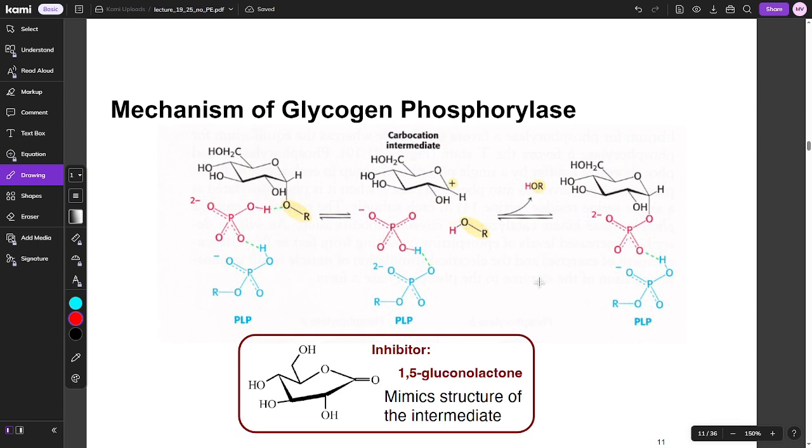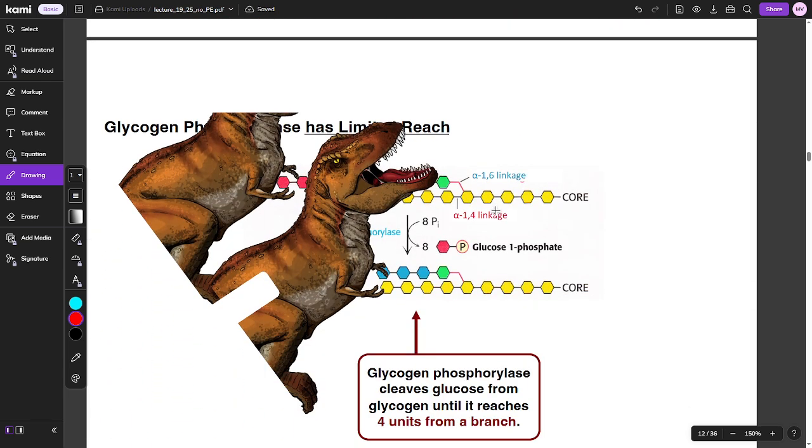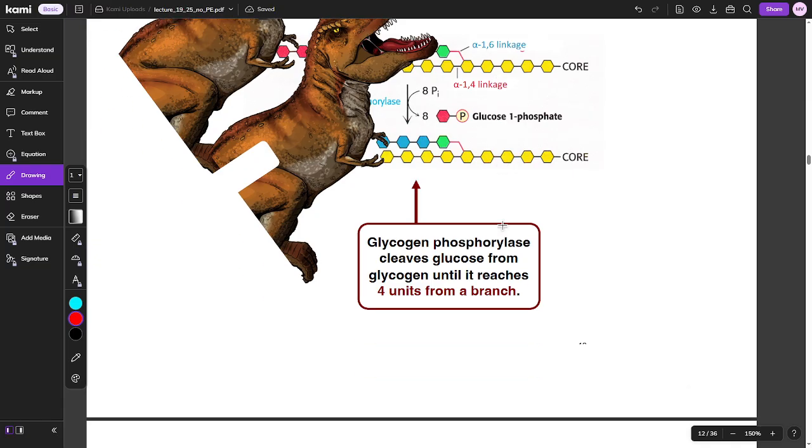Here is the mechanism if you want to see how this works. I personally don't think this is very important for the class, but you can think of it like an SN1 reaction, where you form this kind of carbocation and then you get an attack of the phosphate group. See here, this oxygen forms a bond here, this ends up leaving, and then this O here comes and attacks there. When I first saw this, I was like, what is going on?